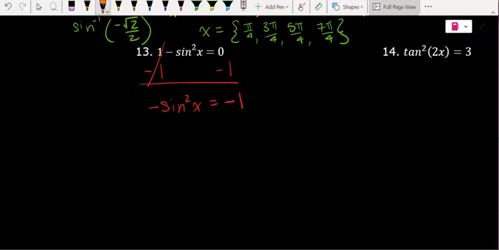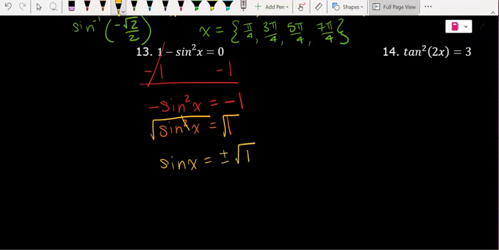If I go ahead and divide both sides by negative 1, that's just going to go ahead and get rid of the negative on the sine squared for me and make this equal 1. And then I'm going to go ahead and square root both sides. And so that's going to get me sine x is equal to plus or minus the square root of 1.